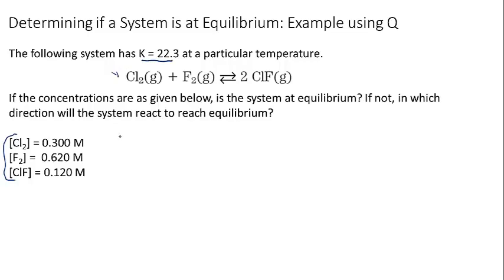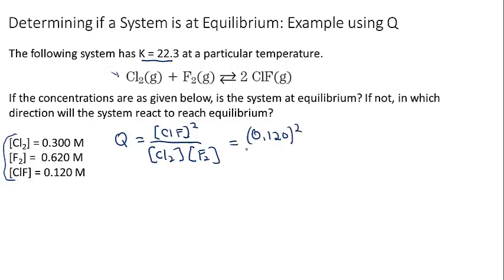So what we do is we write the equilibrium expression, but we do it in terms of Q now. So Q is going to equal the concentration of ClF squared divided by the concentration of Cl2 times the concentration of F2. And what we do is we just put our values in for that. So ClF is 0.120, and that will be squared, divided by the concentration of Cl2, 0.300, times the concentration of F2, which is 0.620. So we've just put these numbers into that equation. And we do that out, and we come up with 0.0774.